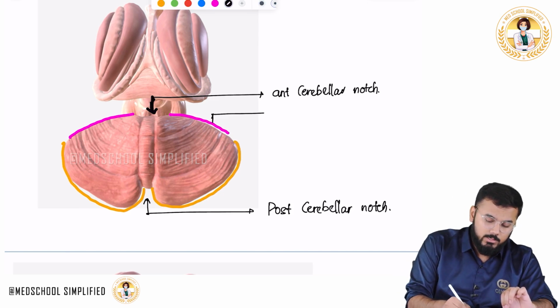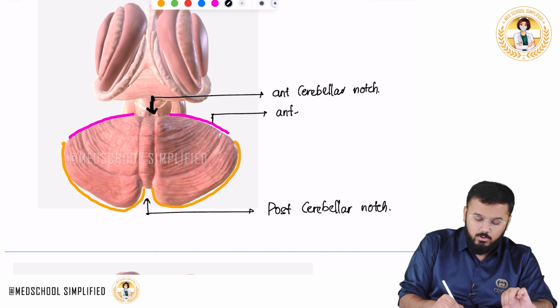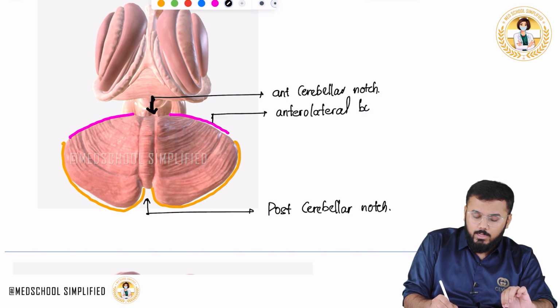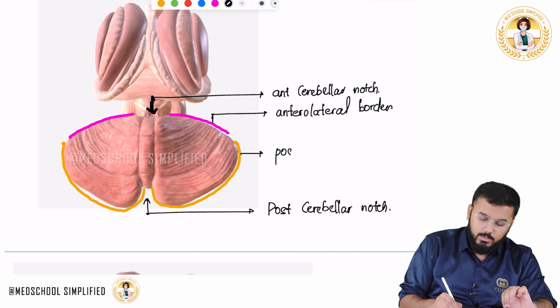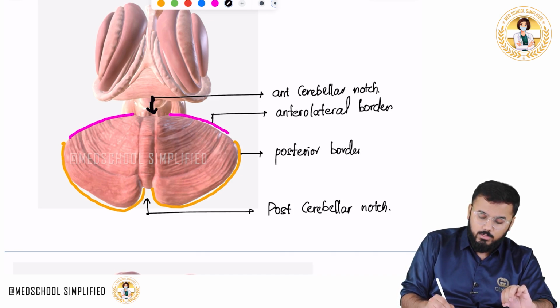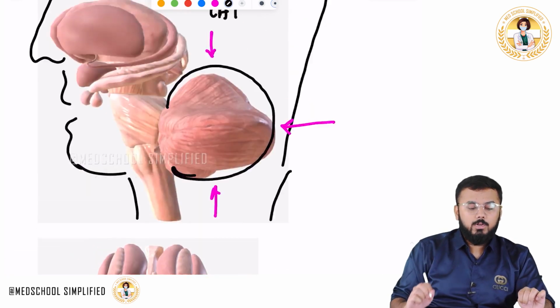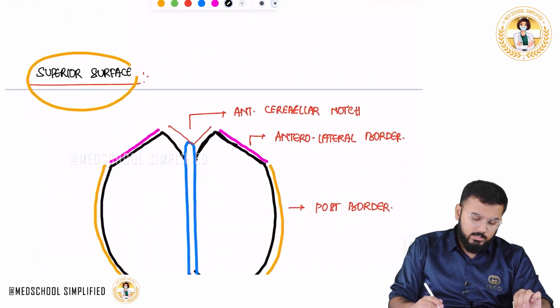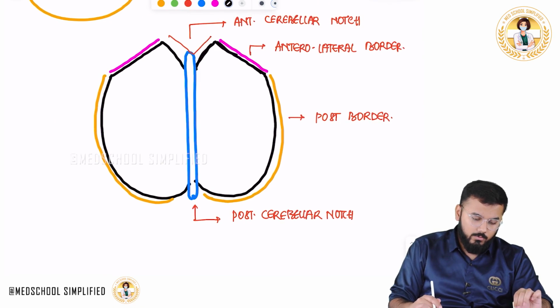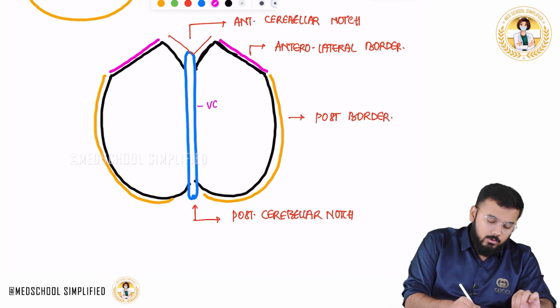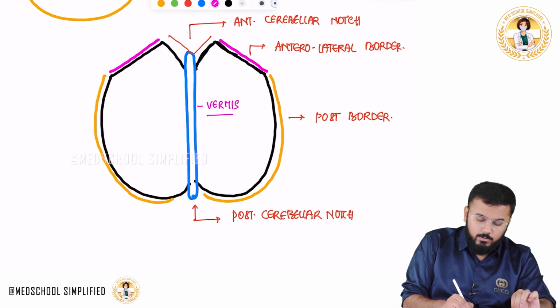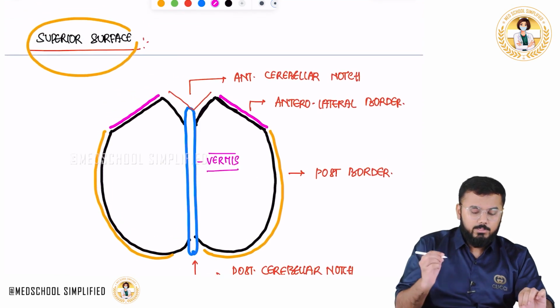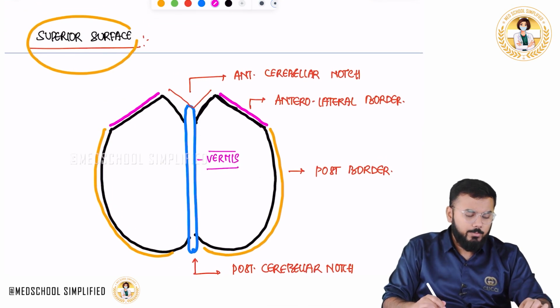So there are two important surfaces. See, this one is called the anterolateral border, and this border over here is called your posterior border. Okay. So this is what we have drawn over here. And what is this center part called? The center part is called the vermis. Okay. This is a superior view.